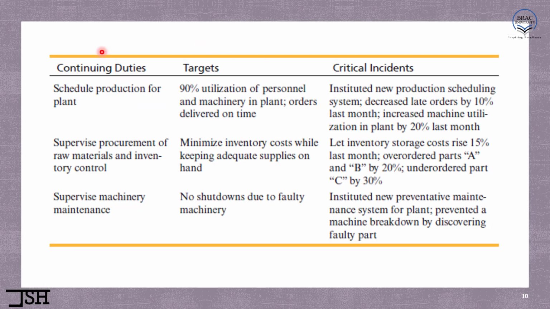So here is one practical example. On the left hand side here, we have all the duties of an employee. In the next column, we have the targets of each of these duties. And finally, in the last column, we have recorded all the important incidents in each of these duties performed by the employee. Let me explain one of these duties, and I guess in that way, we'll be able to understand the whole table. Now, rather than going through all of these duties, let me explain just the last one. If you understand this one, you will be able to understand these two as well. So the last duty of the employee was to supervise machinery maintenance.